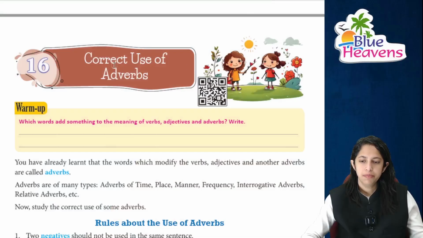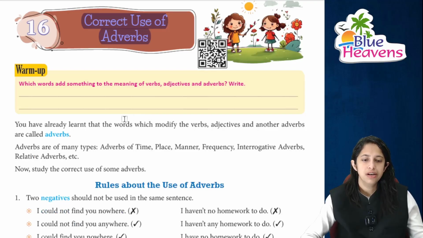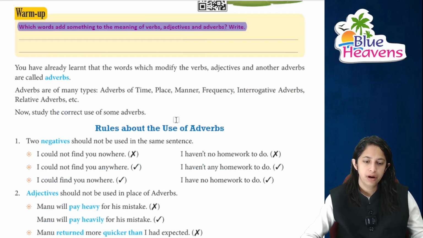Title of our chapter is the correct use of adverbs. Before starting with this chapter, I want to explain to you what adverbs are. Adverbs are basically those words which tell the quality of a verb, right, which qualify the verb. There is a warm-up exercise: which words add something to the meaning of a verb, adjective and adverb? You have to write those words, right?